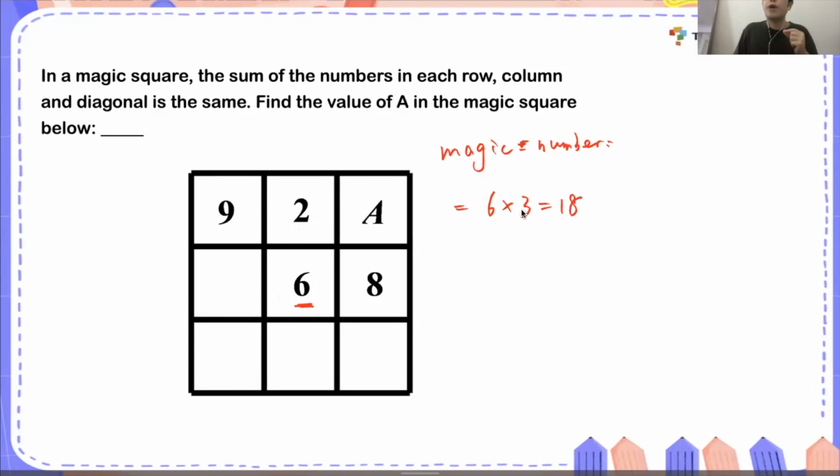So if we know each line will have the sum of 18, we want to find the value of A. So if we put A in this row, what is the value of A? 18, take away 9, take away 2, we have 7, right? So that is 7. For this question, we have this center number, so we need to use it to find the sum of each line, and then within the sum of each line, we should find the value of A.